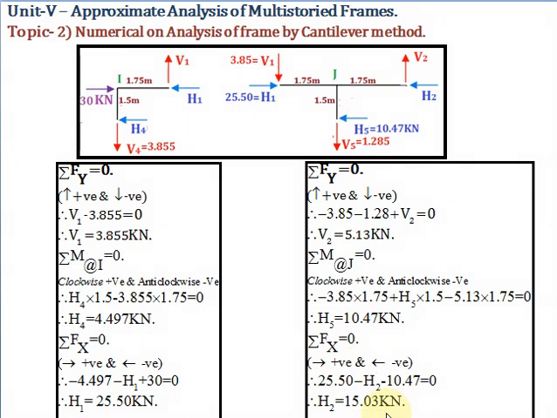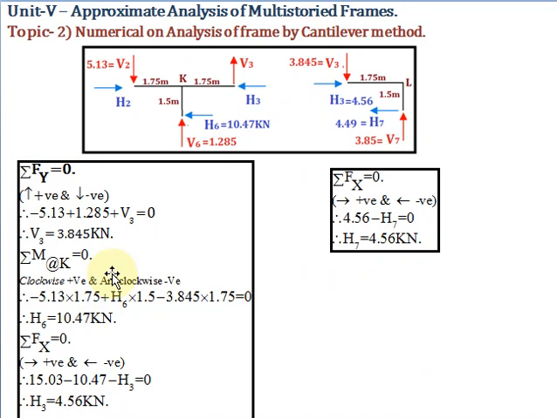Okay. Now after considering the free body diagram of joint I and J, the next joints are K and L. Now we'll consider the free body diagram of joint K. Now here what are the forces known? 5.13. We also know the value of H2, and we know the value of V6.